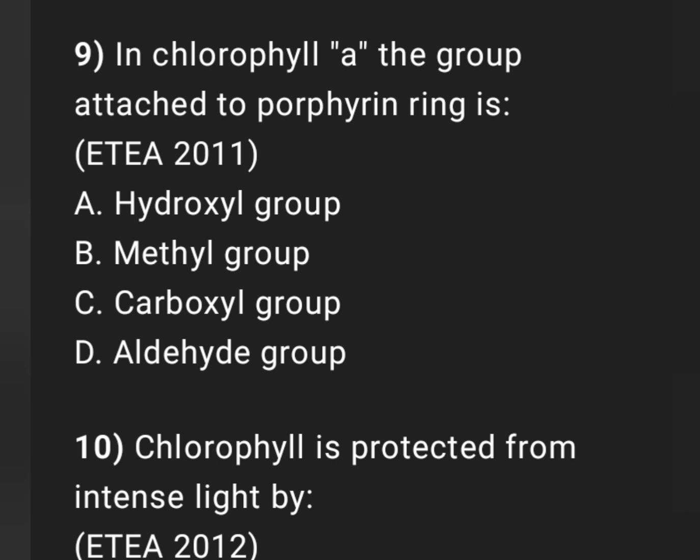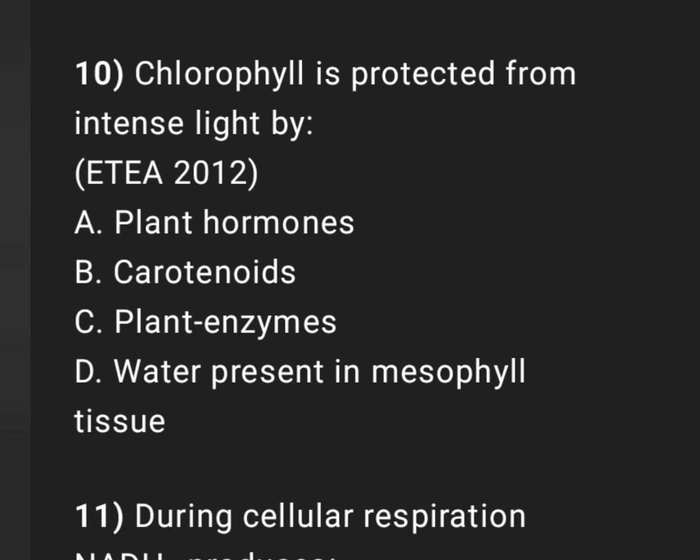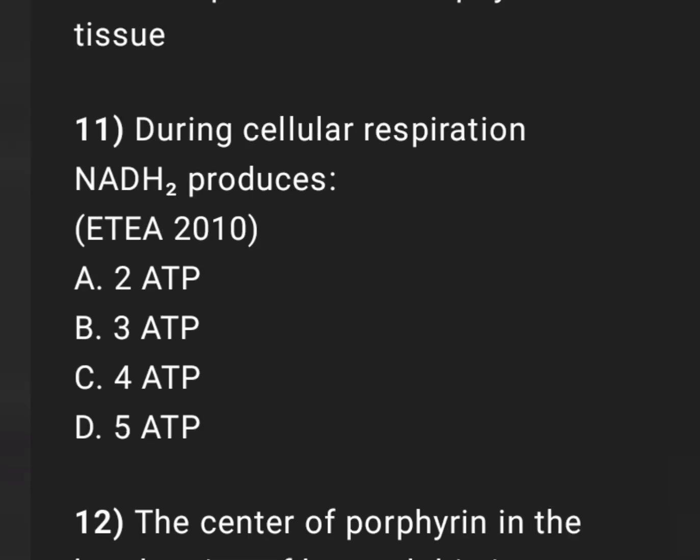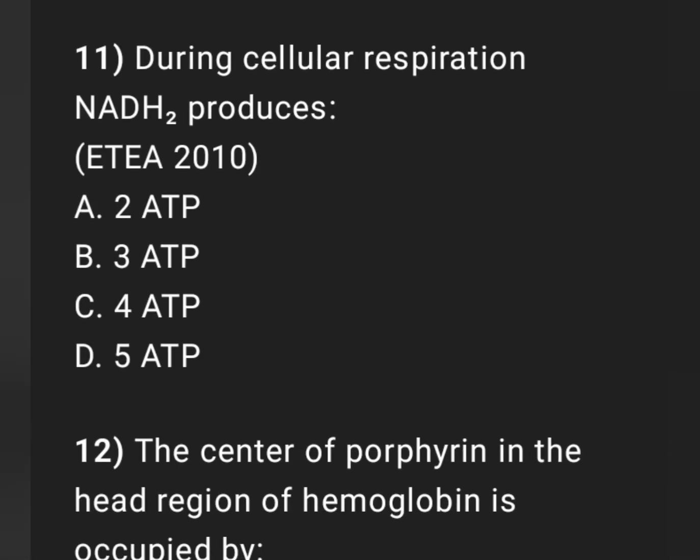10. Chlorophyll is protected from intense light by ETEA 2012. A. Plant hormones. B. Carotenoids. C. Plant enzymes. D. Water present in mesophyll tissue. 11. During cellular respiration NADH produces ETEA 2010. A. 2 ATP. B. 3 ATP. C. 4 ATP. D. 5 ATP.